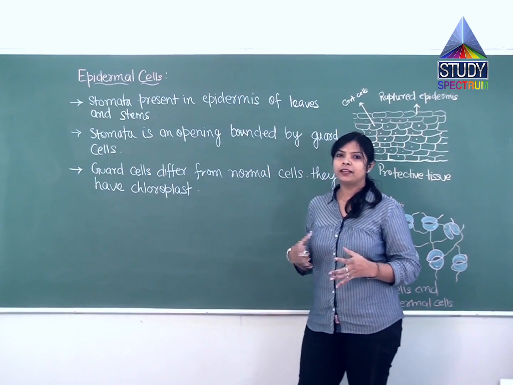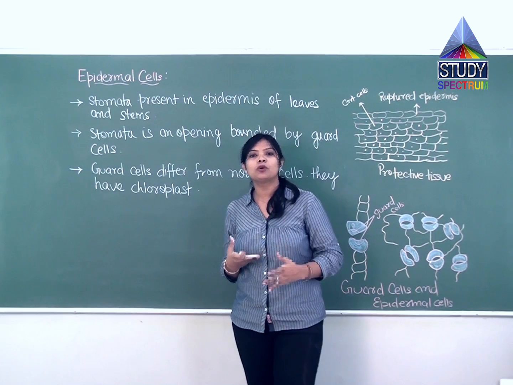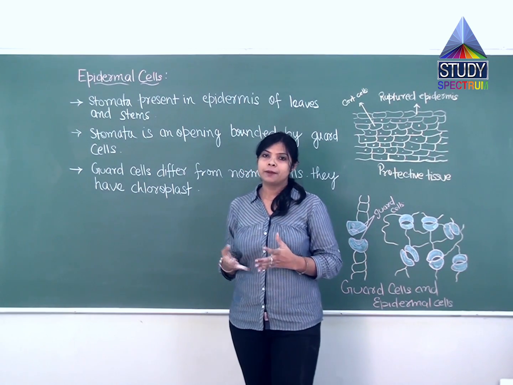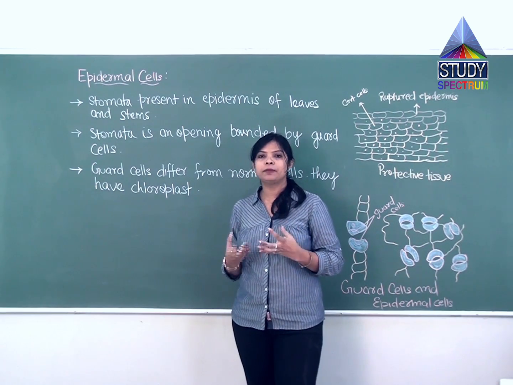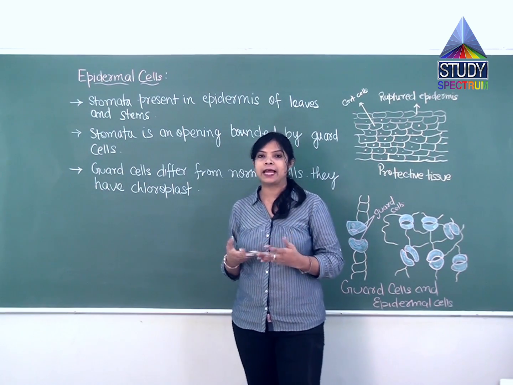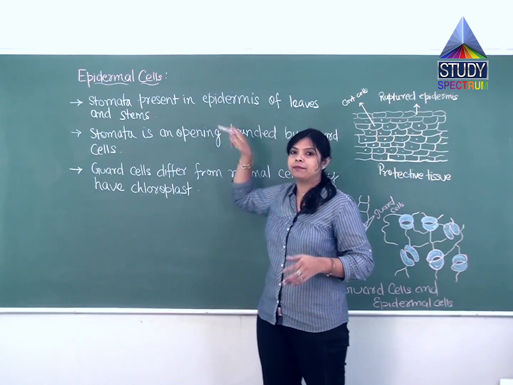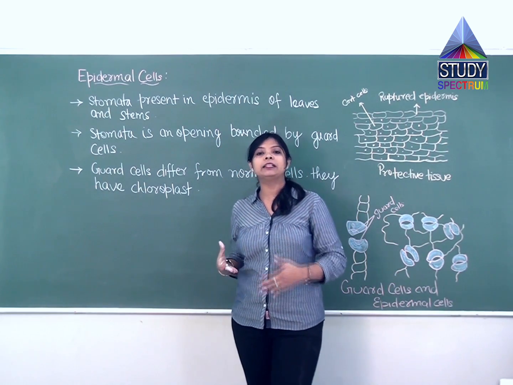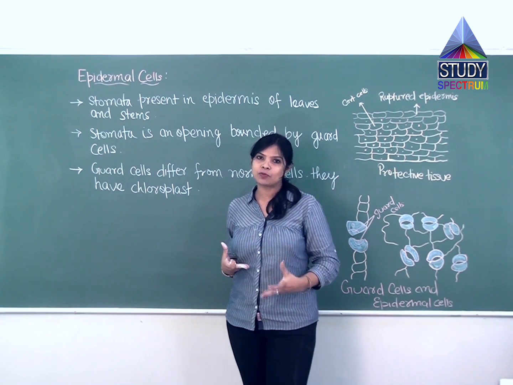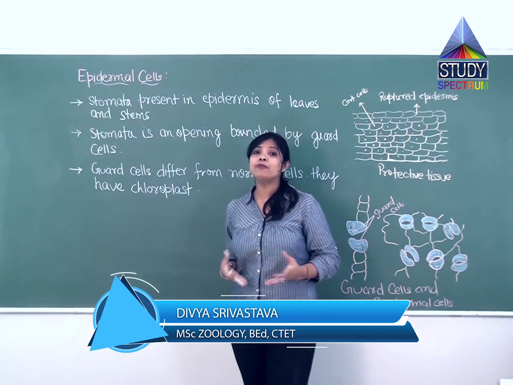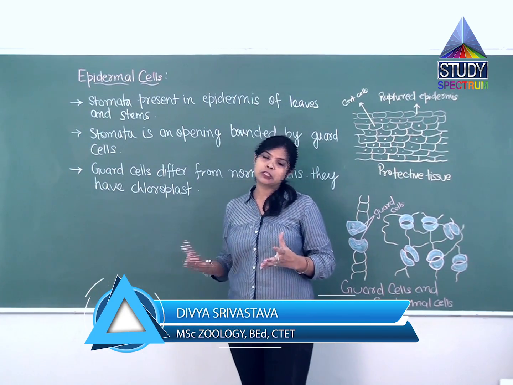So now again, here we were discussing epidermal cells, where we have seen that chloroplast was absent. But if I talk about stomata, stomata are also present in the epidermis of leaves and stem. As earlier we were discussing other parts of the plant where epidermal cells are present but chloroplast was absent, where the stomata are present, the chloroplast will also be present.